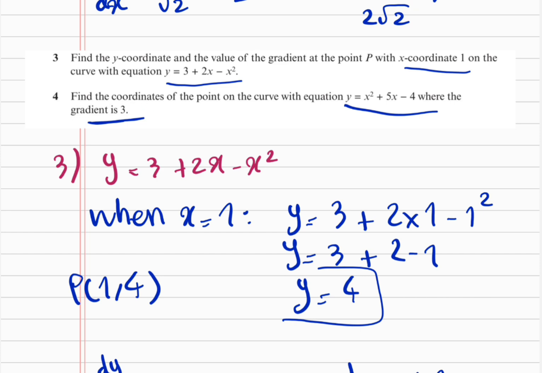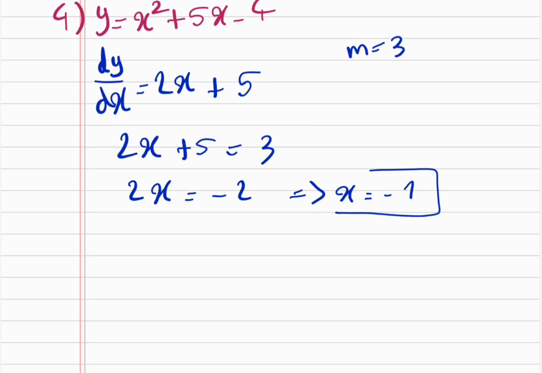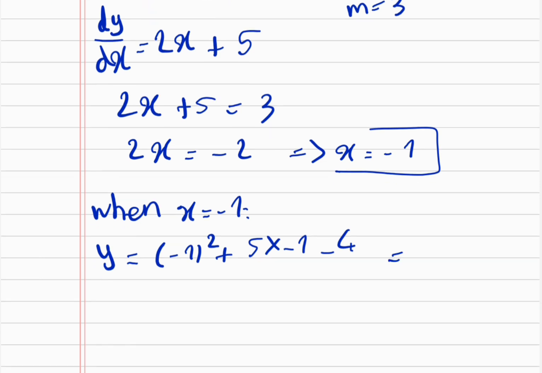Remember that we want to find the coordinates of the point, so we also need to find the y coordinate by substituting minus 1 into the equation. So when x is equal to minus 1, y is equal to minus 1 squared plus 5 times minus 1 minus 4. So minus 1 squared is just 1. 5 times minus 1 is minus 5, then minus 4. So this is equal to 1 minus 9, which is basically minus 8.